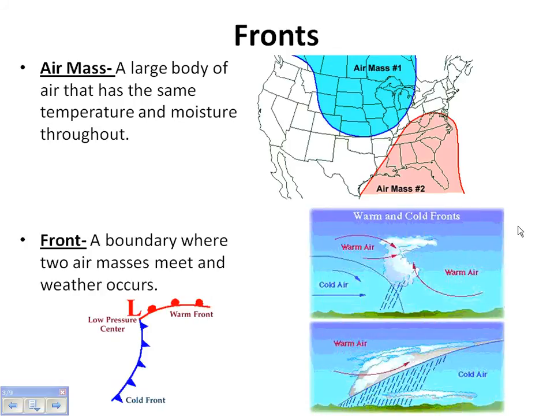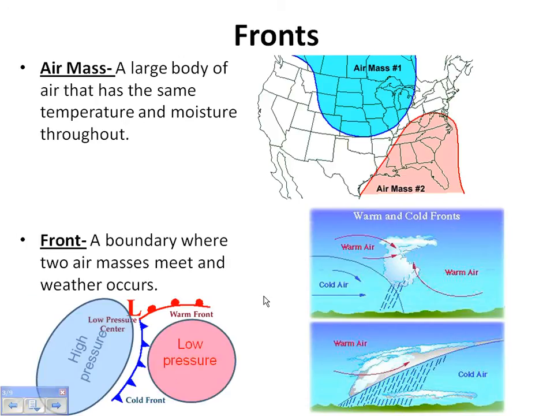Fronts are where these two air masses meet and we get weather. If you'll notice down here at the bottom, our cold front is designated by a blue line with triangles, and a warm front is designated by a red line with semicircles. What happens is you have a high pressure air mass meeting up with a low pressure air mass, and when these two air masses touch, we get weather at a front.